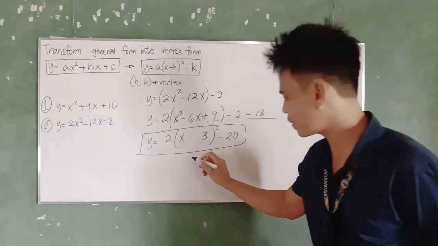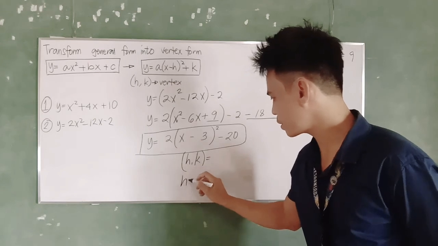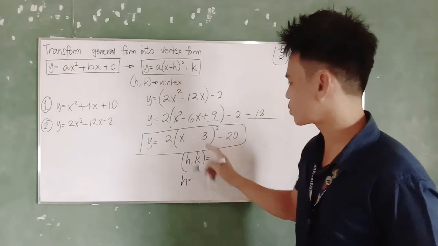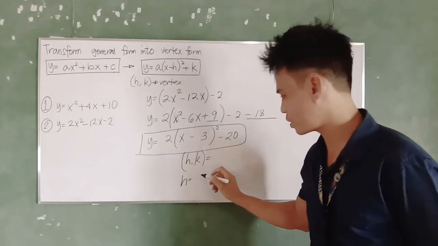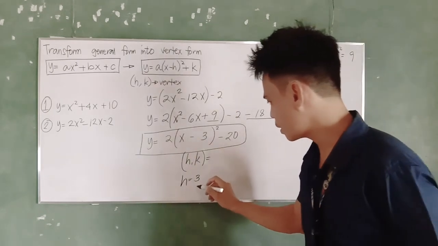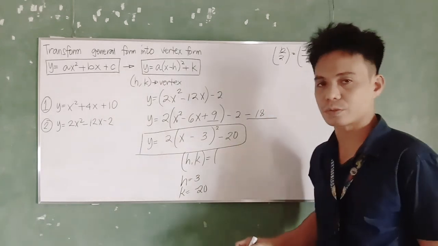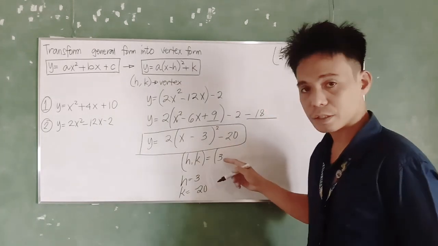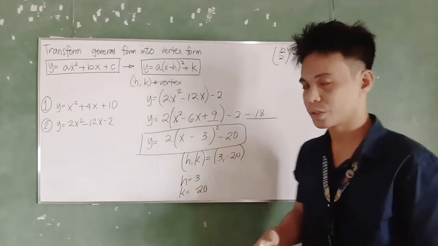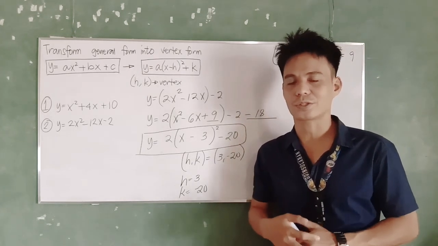So your hk value is, your h there is the negative h, right? So, negative of h. So, therefore, the negative of negative 3 is positive 3. Okay, so, positive 3. And your k is negative 20. So, your hk value, guys, is 3 and negative 20. So, ganun lang po siya kadali, guys. I hope you understand our lesson today.